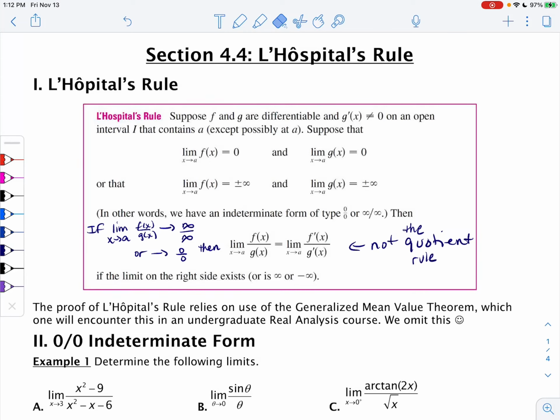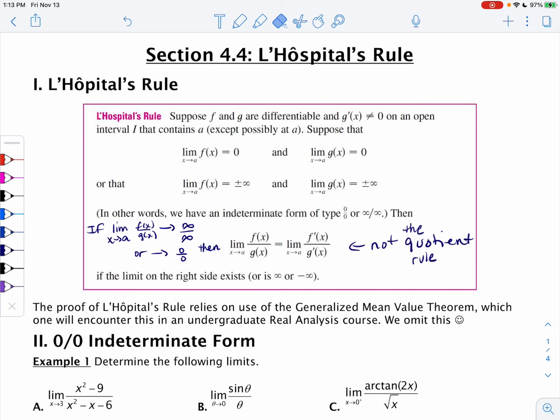Hello, good people. This is Calculus, Early Transcendentals, and we are discussing applications of the derivative, and we are on section 4.4, L'Hopital's rule, which can be applied to calculate limits of functions that are going to 0 over 0 or infinity over infinity only.